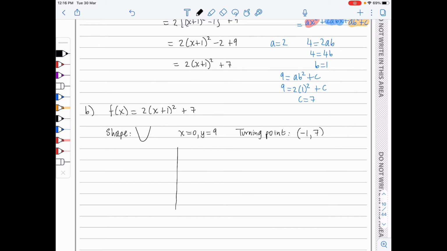So at x is minus 1, we will actually find also the line of symmetry of this parabola. So what we have here is something like this. This is 9, the cut on the y-axis, the minimum is at (minus 1, 7). So this will be qualifying for full marks in this part B.